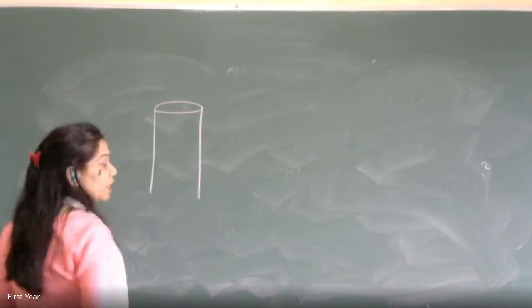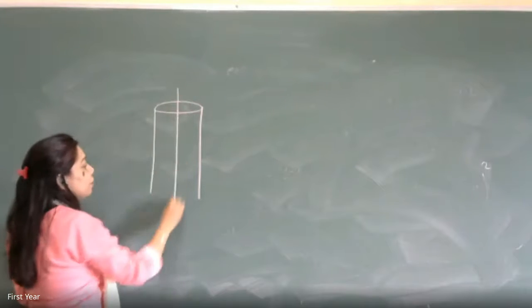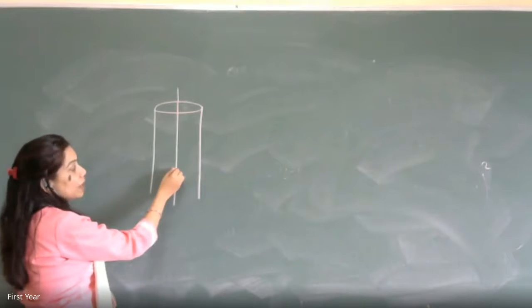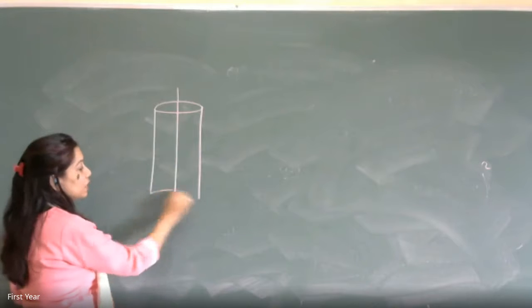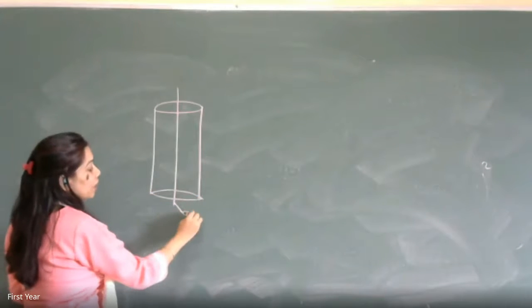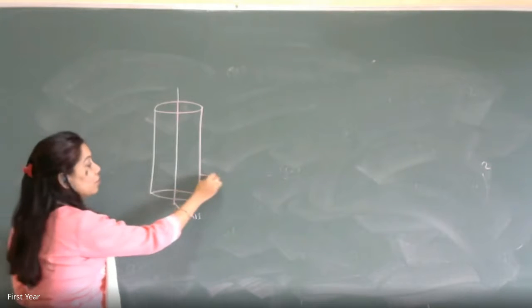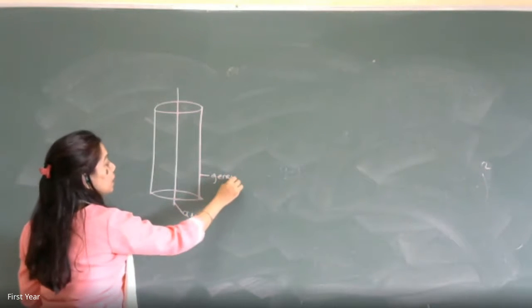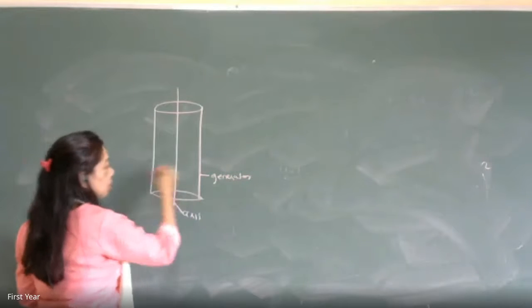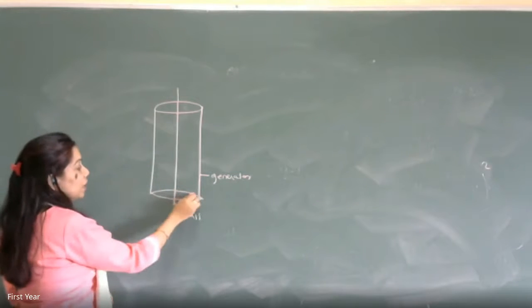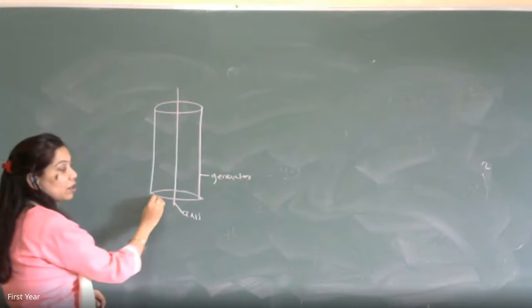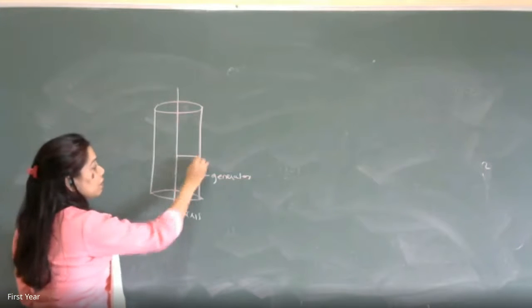A right circular cylinder is a surface which is generated when you move a line parallel to a fixed line. The fixed line is nothing but your axis. This is your axis. And the line which is moving parallel to this fixed line is called a generator. Obviously, since it is moving around this in parallel, it will be moving along a base circle. So the radius of the cylinder is nothing but the radius of the circle.